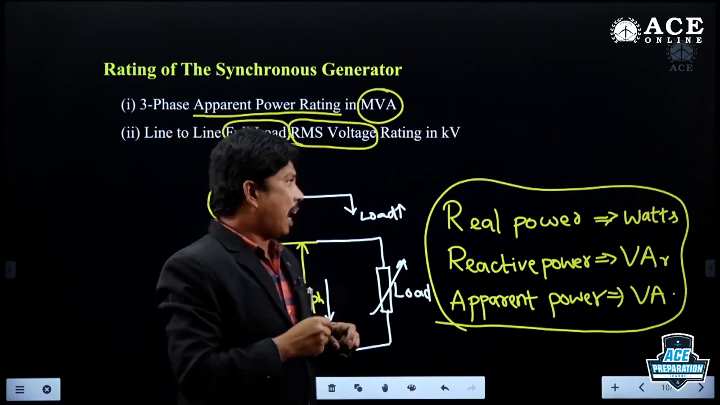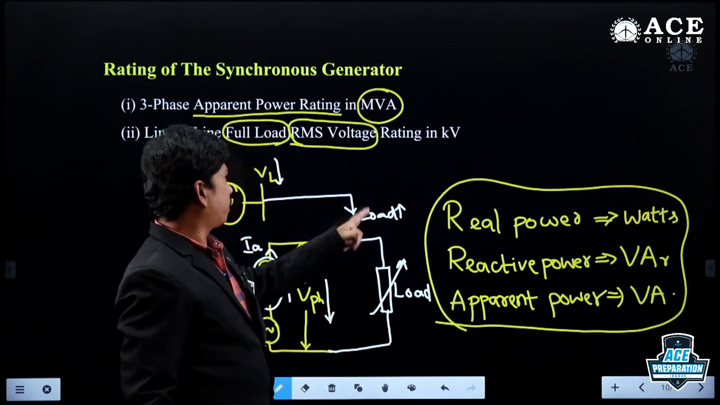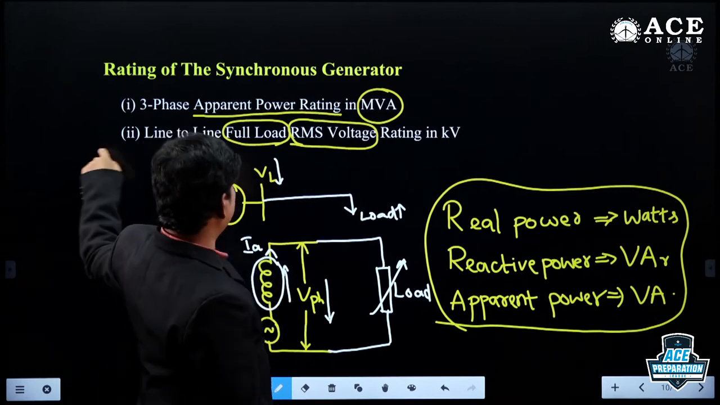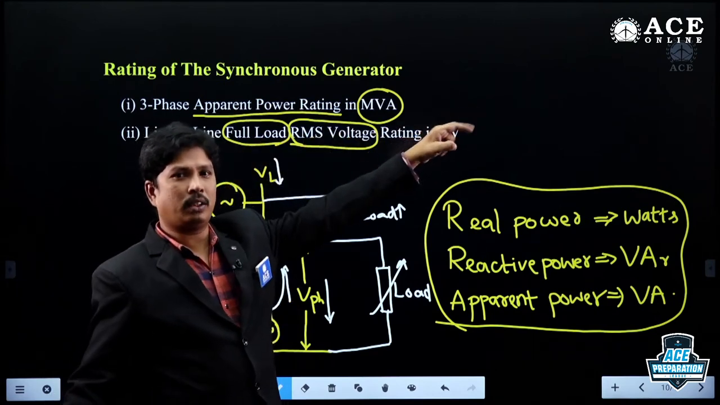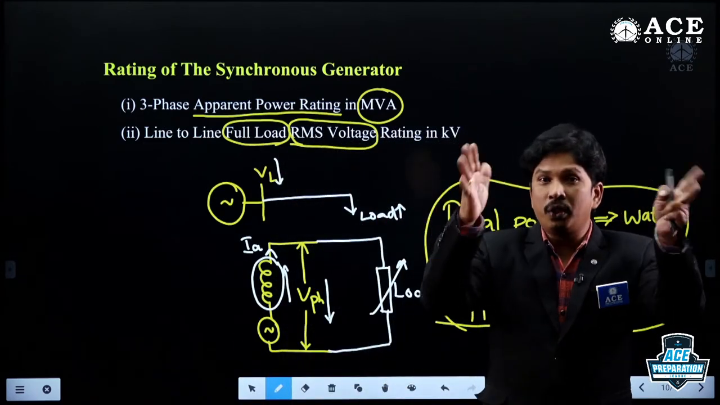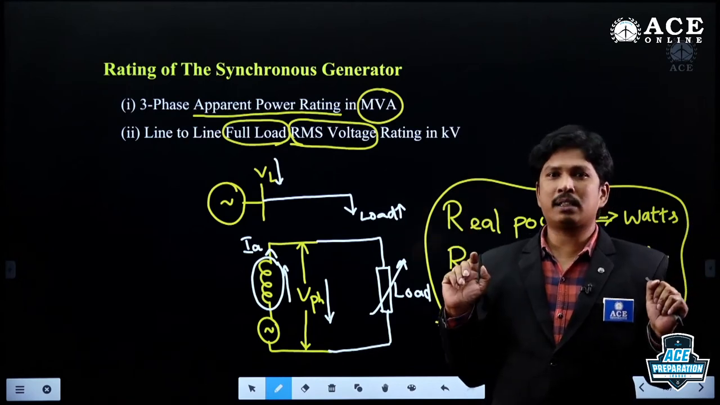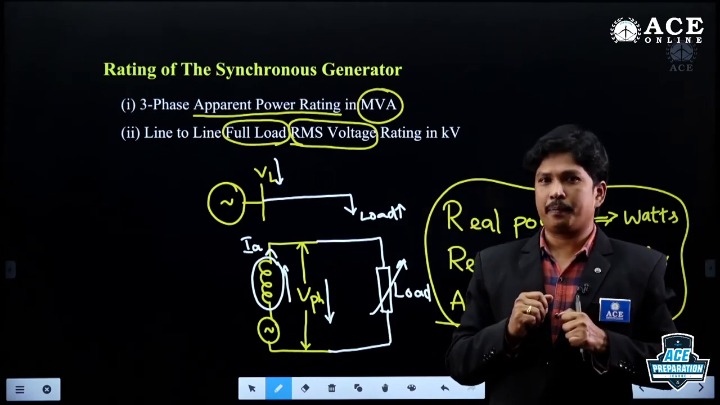Therefore, we always say, connect full load and tell me the voltage there. That is the rating. So for a synchronous generator, we are giving the line to line full load RMS voltage rating.